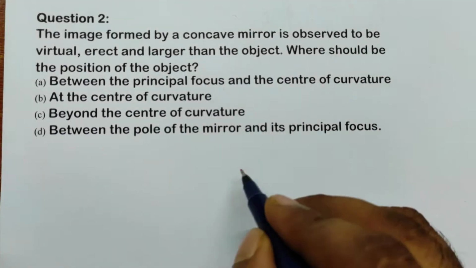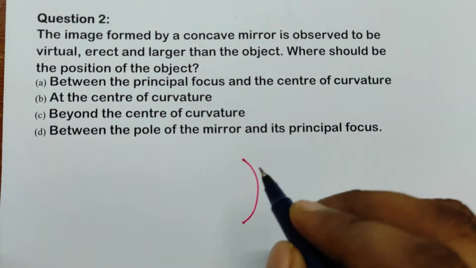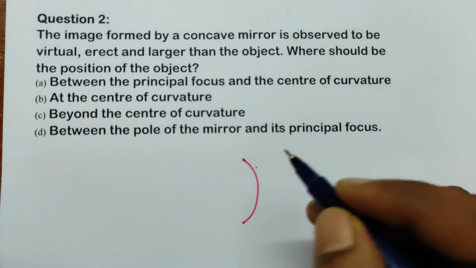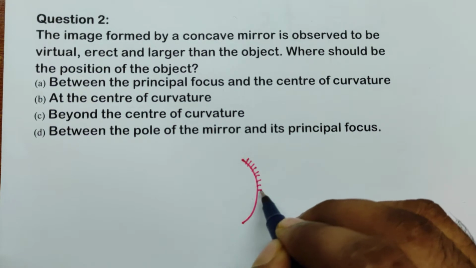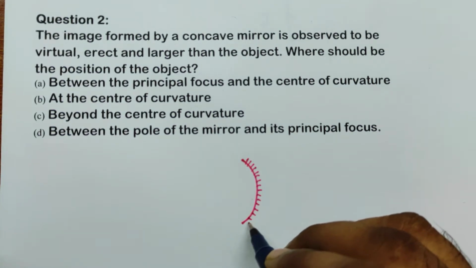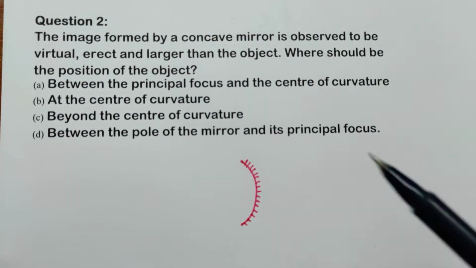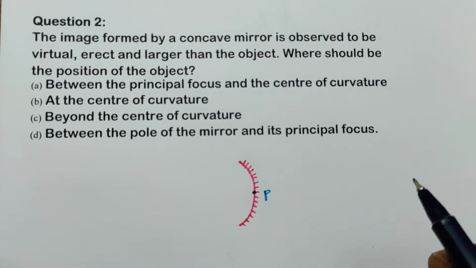So if you take a concave mirror here, concave mirror means the inner side will be the reflecting surface, and on the outer side the silver coating will be there. I am going to represent the silver coating with lines like this. The inner surface will be the reflecting surface. The center of the mirror we can call the pole, represented with the letter P.